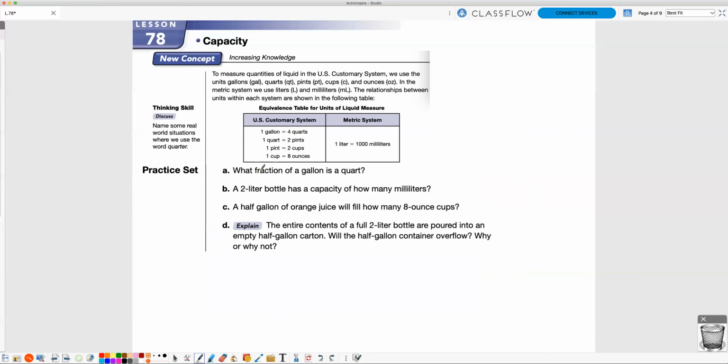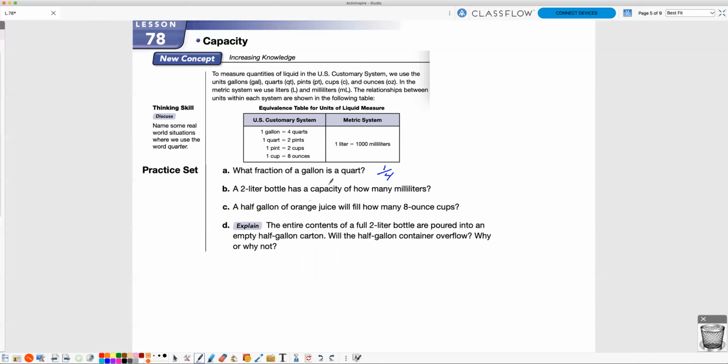All right, let's look at some questions here. So letter A, what fraction of a gallon is a quart? Go ahead and answer that. You can go back to the big G, or you can use this US customary system to recognize what fraction of a gallon that is, how many quarts will fit inside of a gallon, and that will determine the fraction.